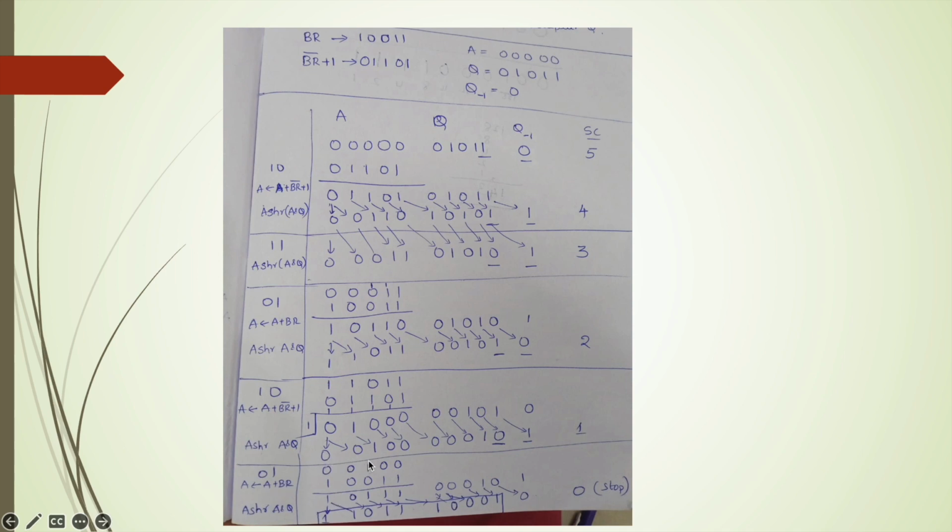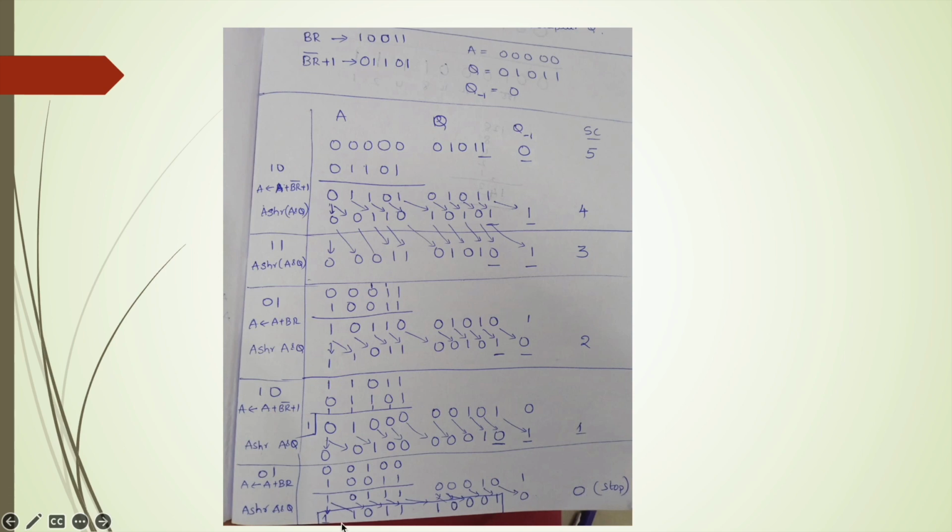A is 00100. I just copy it to the next line. And the BR value is 10011. And add 11101. Again arithmetic right shift of A and Q. 11111. I shifted each bit of A and Q one bit towards the right and decremented the value of SC to 0. So when SC is 0, we need to stop the procedure.